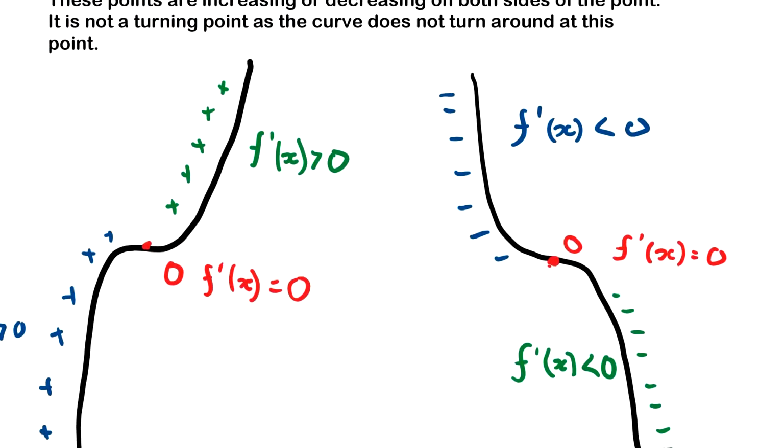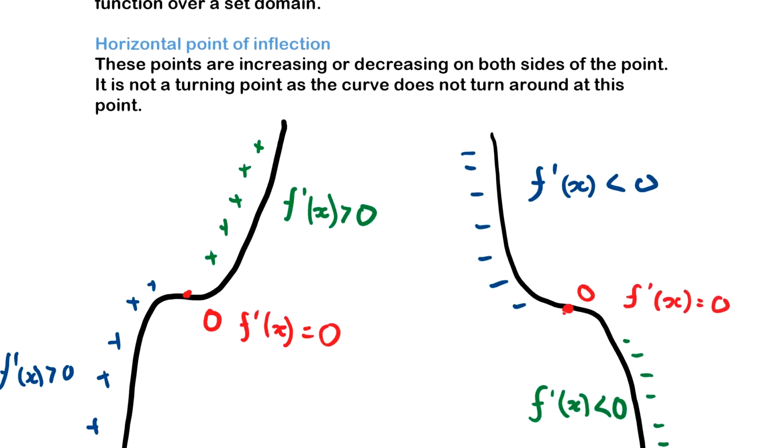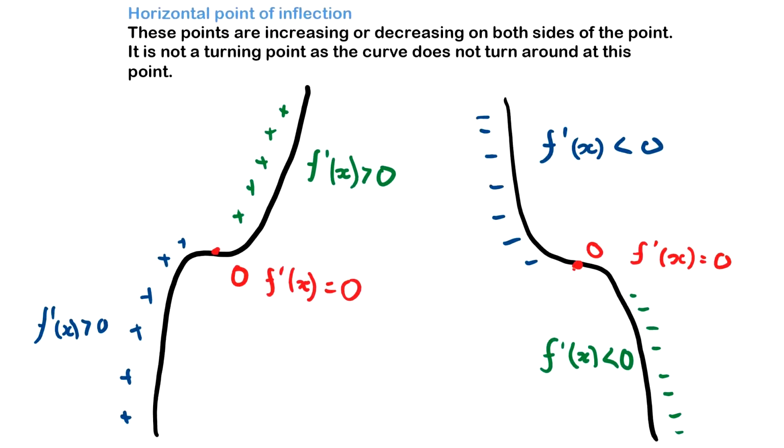Now we also have something called horizontal points of inflection. Now these points are increasing or decreasing, but on both sides of the point. So on the left-hand side there, you can see we're increasing in the blue, we hit 0, and then we start to increase again in the green. Whereas on the right-hand side, you can see we're decreasing in the blue first, we hit our 0, and then we begin to decrease again. So this isn't a turning point because the curve does not turn around.